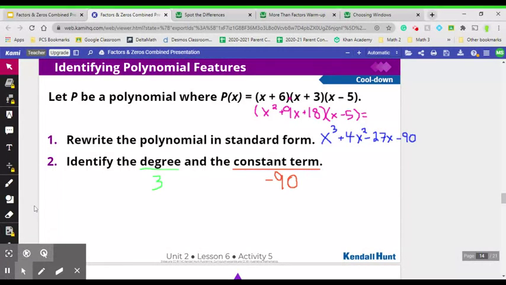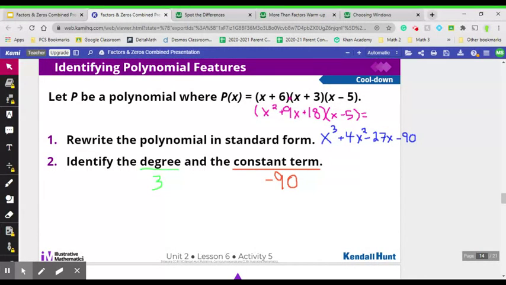We have the answers now. For number 1, if you multiply x plus 6 and x plus 3 together, you get x squared plus 9x plus 18. And then you're multiplying that answer by x minus 5 if you go left to right. And the answer you get from multiplying those together would be x cubed plus 4x squared minus 27x minus 90. And that would be the equivalent standard form polynomial to the factored one we started with, which was p of x.